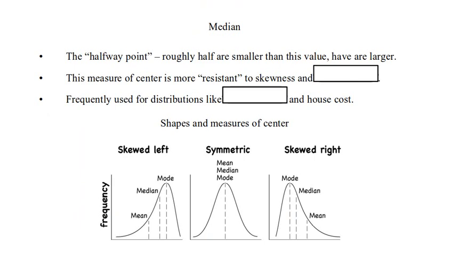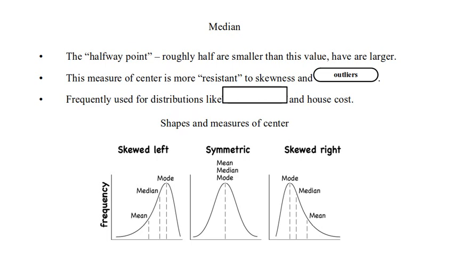Our third M word, our third measure of central tendency, is the median. The median is roughly the halfway point, so about half of the values are smaller than the median and about half are larger. As a result, it's more resistant to the skewed nature of some distributions. Outliers have less of an effect on it, so it's more resistant to Bill Gates walking into the room.